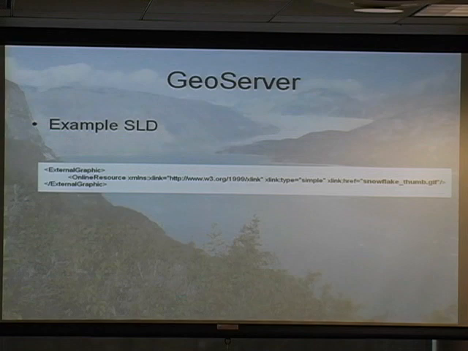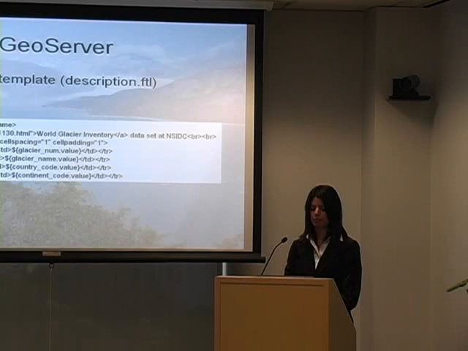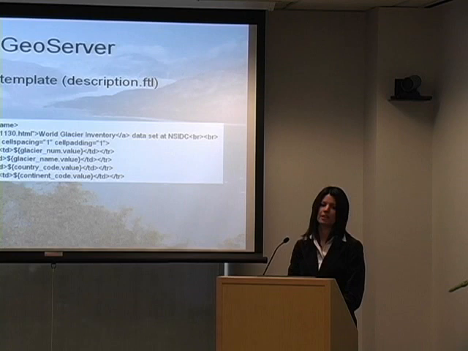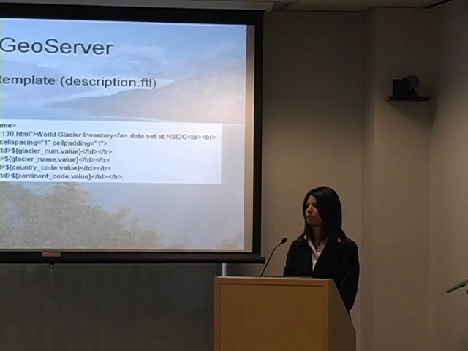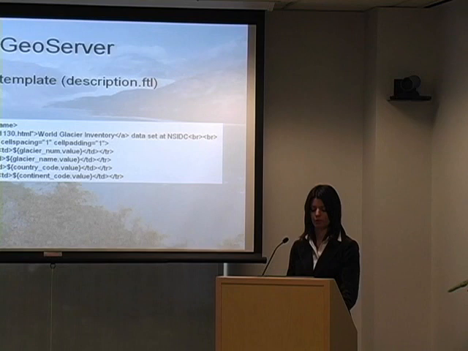Here's an example KML template that I've created. This is just part of it. But you can see, actually, that part of the values in here, for example, glacier_num.value, that's pulling information dynamically from the database. And as you can see, I'm pretty much using HTML tags here. So I don't have to know how to program. I don't have to know how to create a KML file. I just have to know how to edit this template, and all of the information is available through the GeoServer website.